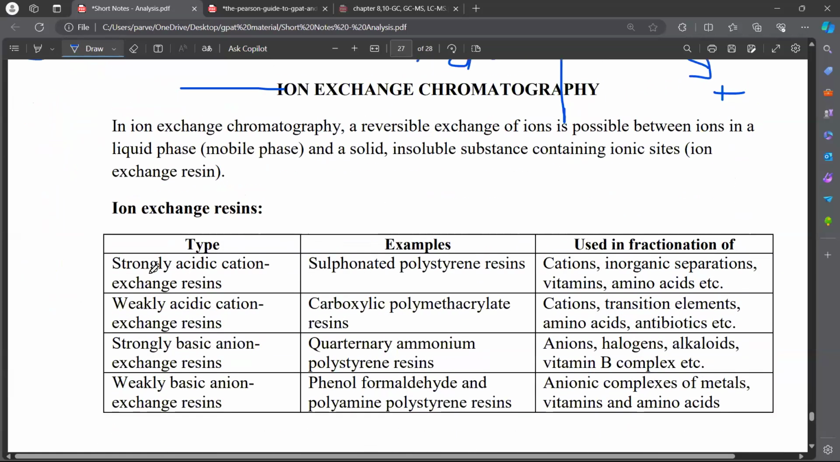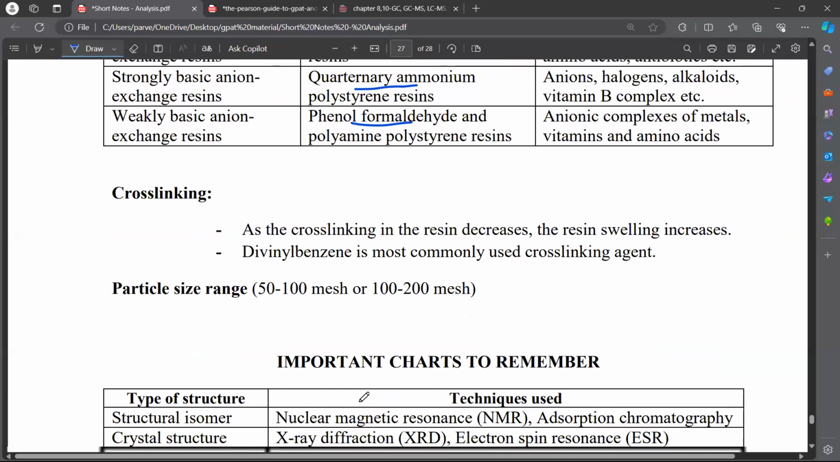So these are the different types of resins which are coated. Strongly acidic cationic exchange resins, example includes sulfonated polystyrene resins. Weakly acidic cationic exchange resins include carboxylic polymethyl acrylic resins. Ammonium polystyrene resins. Weakly basic anionic resins include phenol formaldehyde and polyamide resins.